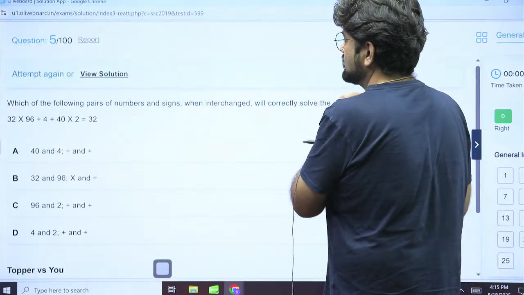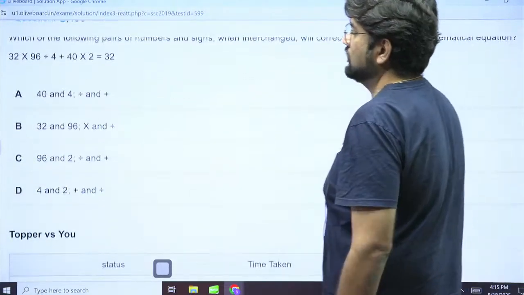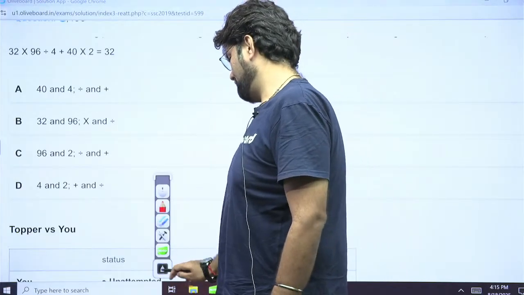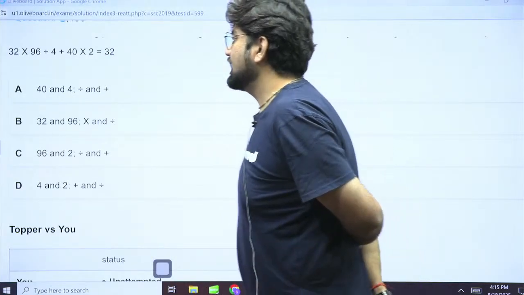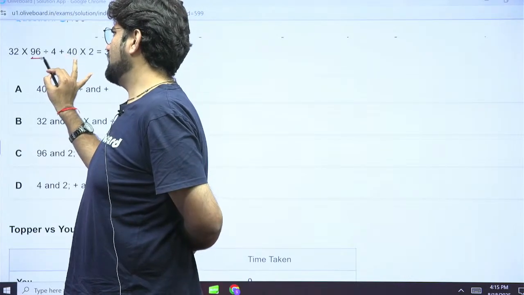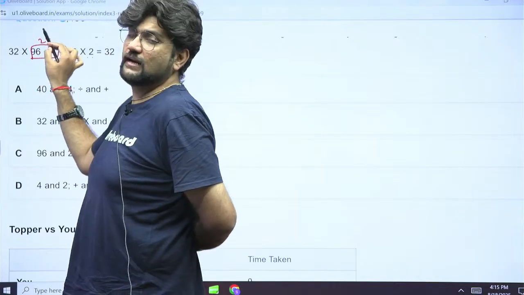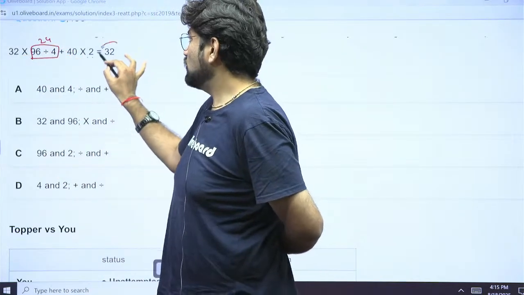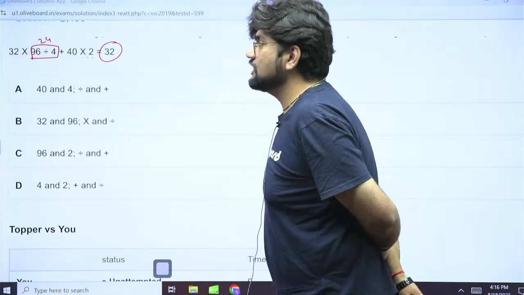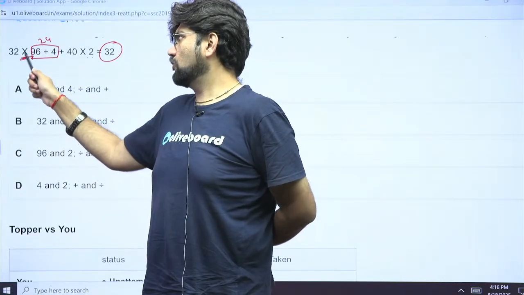Okay, which of the following pairs of numbers and signs when interchanged will correctly solve the mathematical equation? Fine, let's do that. Numbers and signs. You have to change both of them, okay? Now, the moment you observe this, you can see this is very clear, not a problem. 96 divided by 4, you will get 24 here. And 24 multiplied by 32 will become a very large number, 600 plus. You need only 32 as your answer. 600 plus is too much. That means this multiplication has to go because division still seems to be fine.